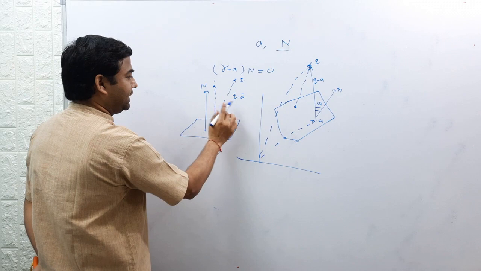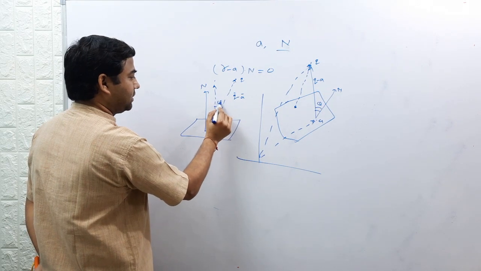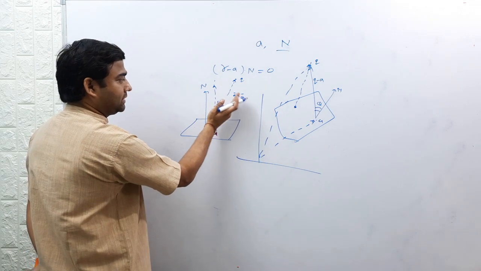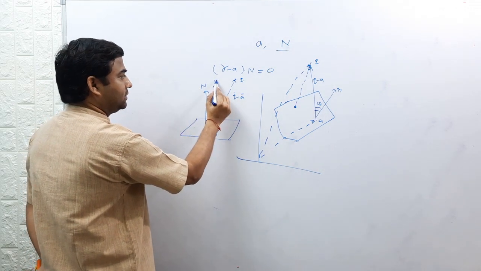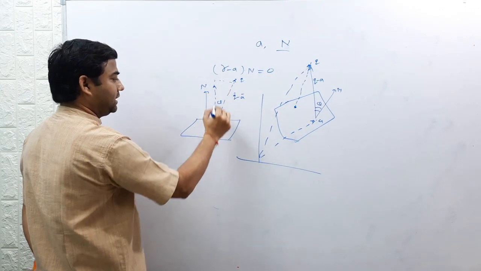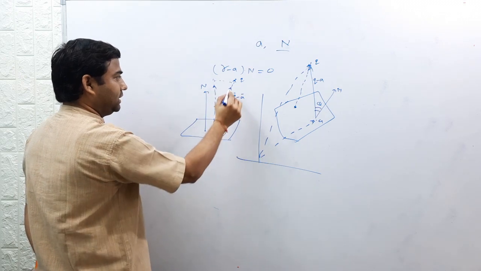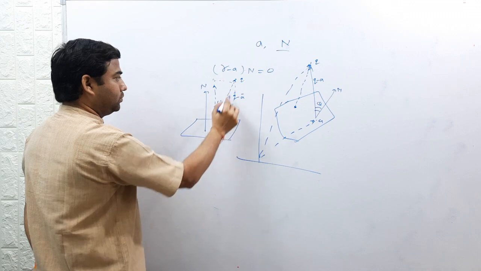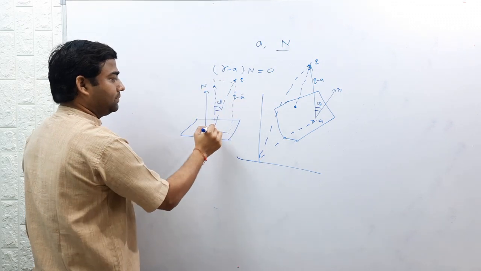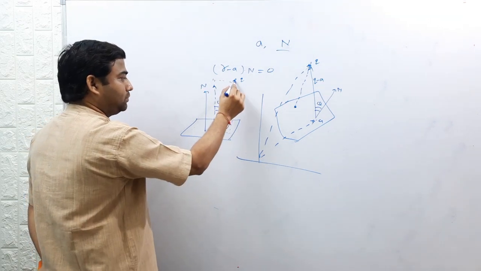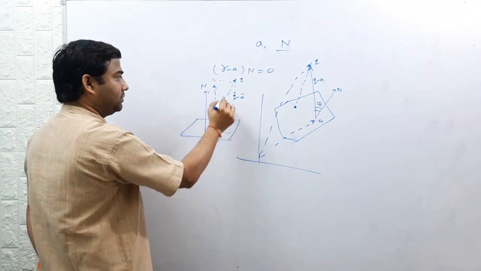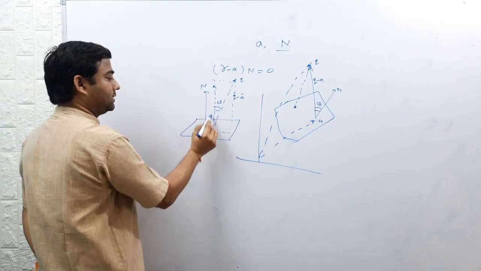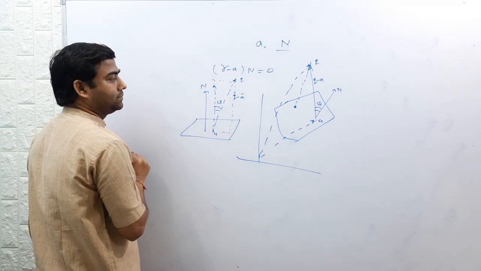Angle between normal and Q minus A is theta. So the projection of vector Q minus A on N, that is this length, is the perpendicular length. You can draw a perpendicular from here also, so both these lengths will be the same. This perpendicular length is nothing but the projection of this vector on the perpendicular vector, which is N.